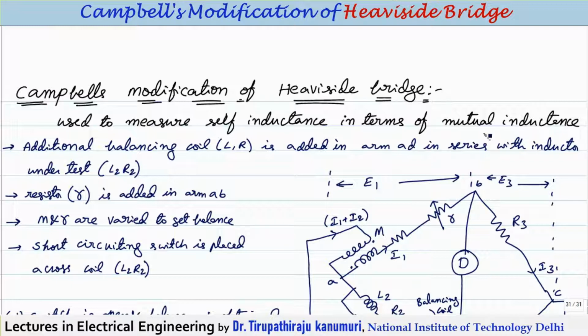That means here in this case the mutual inductance is varied. By varying the mutual inductance, we will measure the self-inductance of the unknown coil.